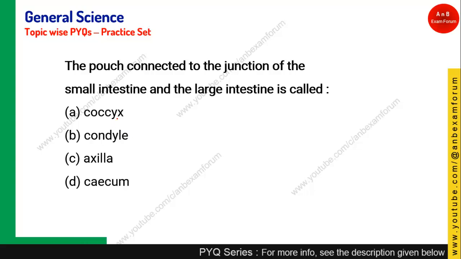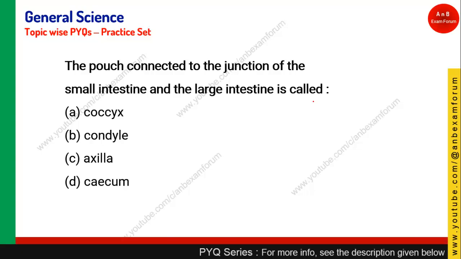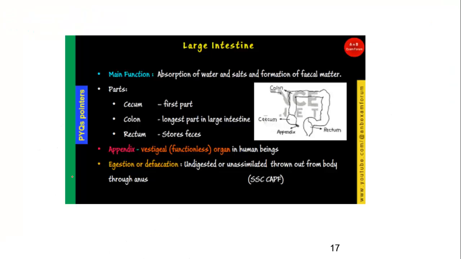The next question: the pouch which is connected at the junction of small intestine and large intestine is called what? A very difficult one. But if you have gone through the basic organs of the digestive system, you can eliminate most of the options. Those who have given option D, caecum, are right. So option D is the right answer.